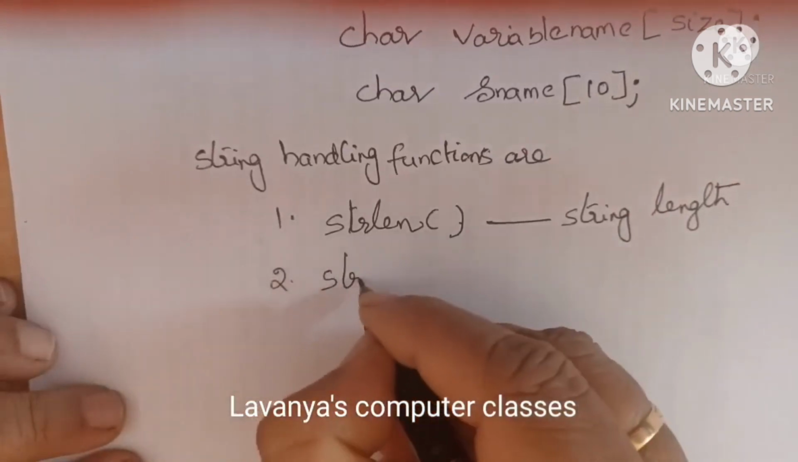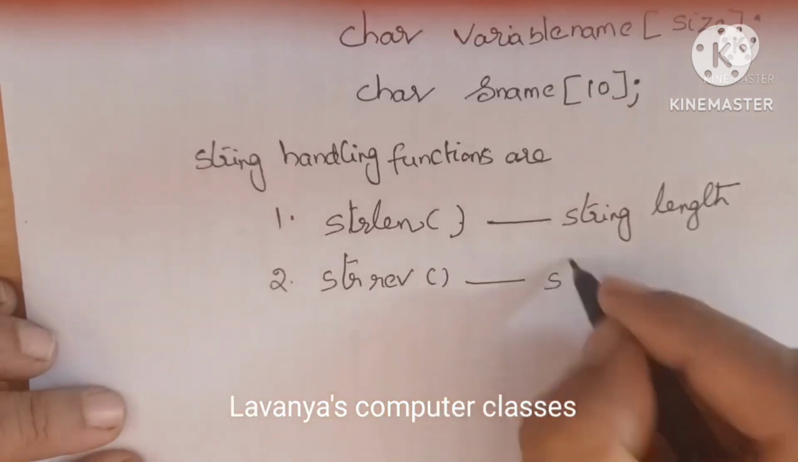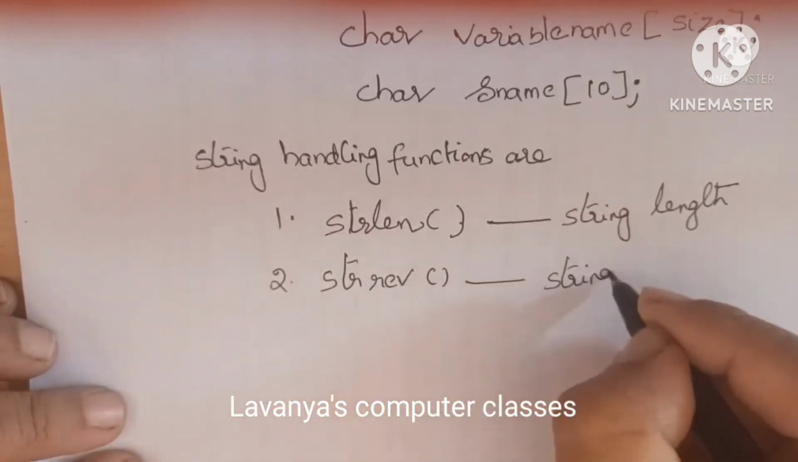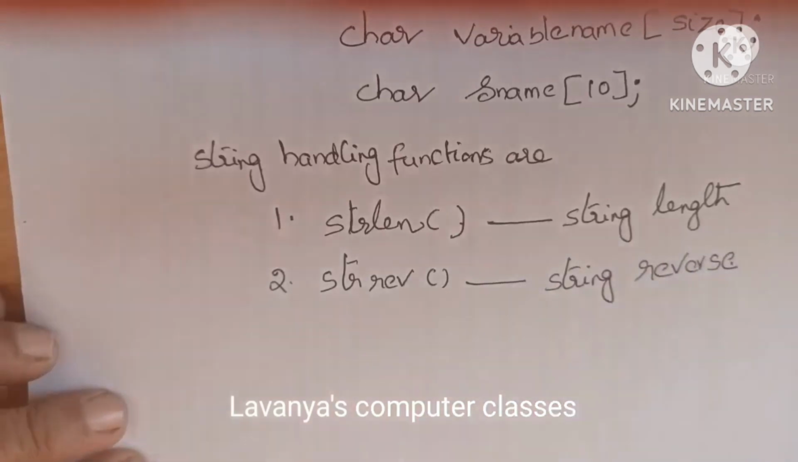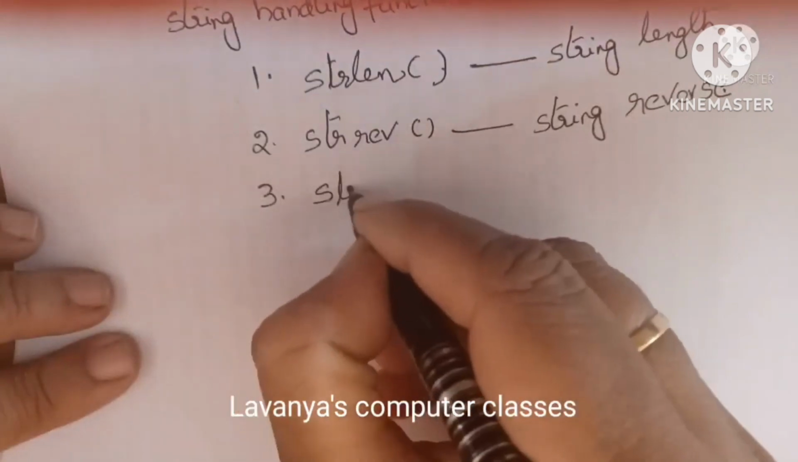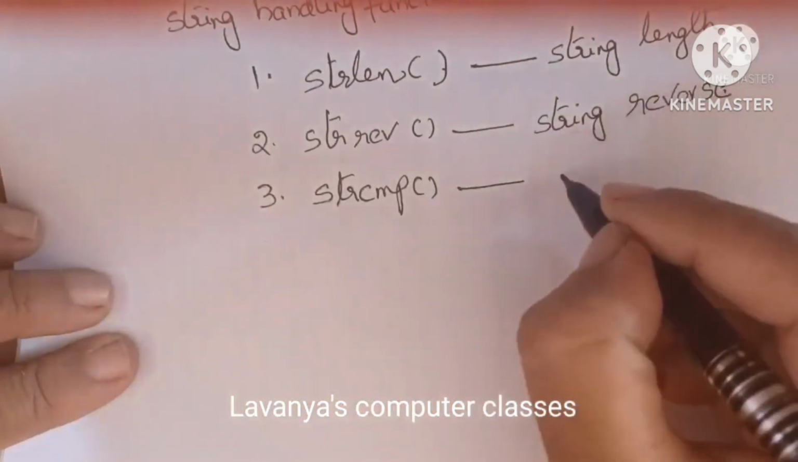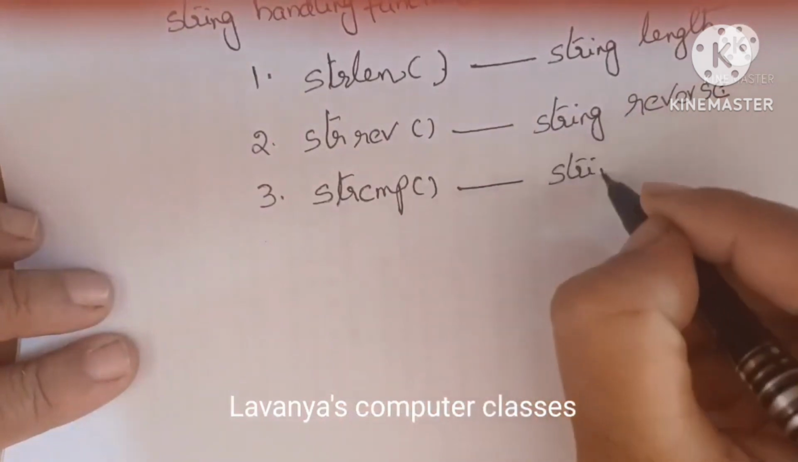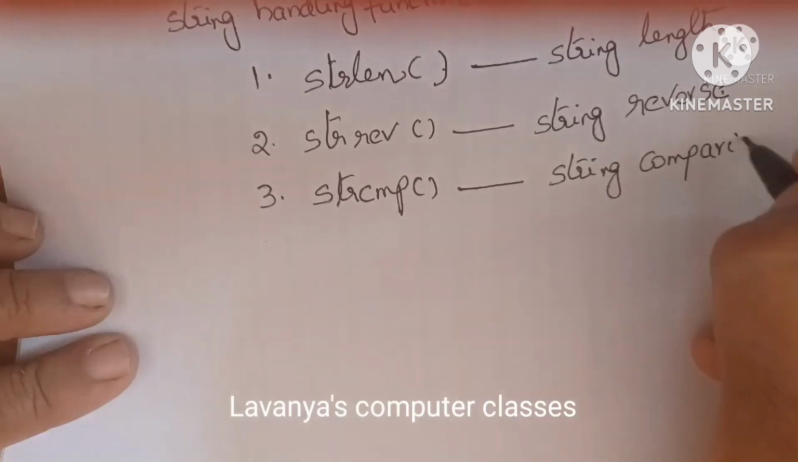Second function is strrev. Rev means reverse, str means string reverse. This is used for reversing a string. Third function is strcmp. cmp means comparison, string comparison. This is used for comparing two strings.